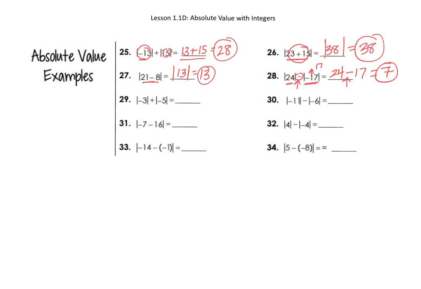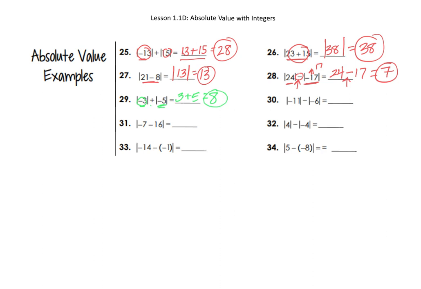Okay, a little bit different. 29, I have the absolute value of negative 3 plus the absolute value of negative 5. Okay, we need to take the absolute value of negative 3 first, which will be positive 3. Keep that plus sign in between, and we're taking the absolute value of negative 5. How far away is negative 5 from 0? 5 spaces. All right, we drop the bars because we've already taken absolute value, and this is equal to 8.